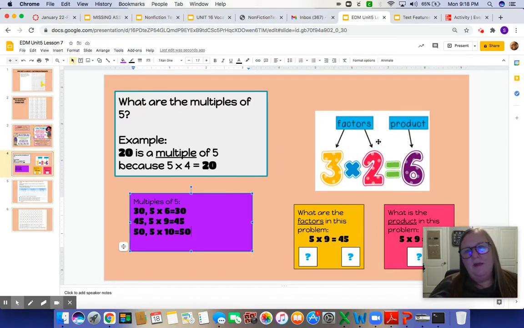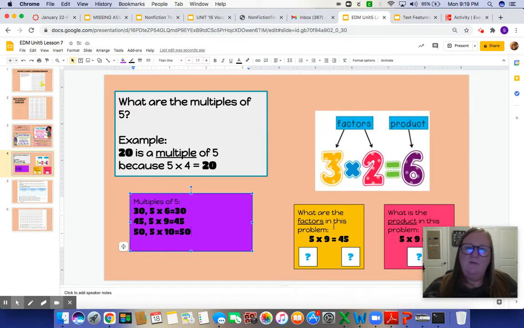And then again, to practice factors, the factors in this example are 3 and 2. Those are the 2 numbers we multiply together, so those are called factors. The product is the answer to a multiplication problem. So 3 and 2 are the factors, and the product is the answer, which is 6.